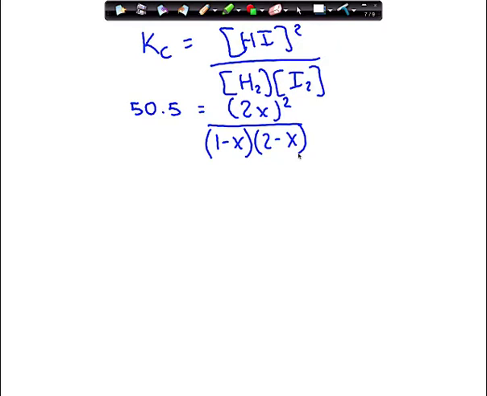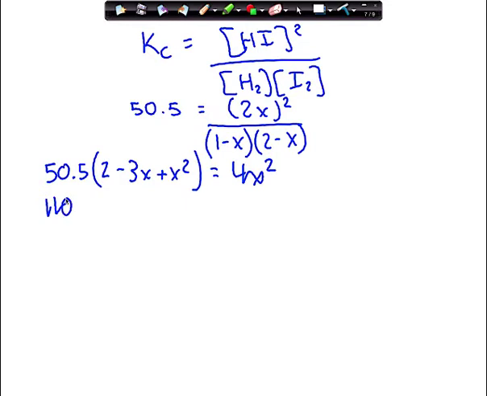Okay, so what we've got then is 50.5 times 2 minus 3x plus x squared equals, and this is where you're going to screw up, guys. What's the numerator of that equal to? 4x squared, like so. Then we need to distribute the 50.5 through, so we have 110. Ooh.